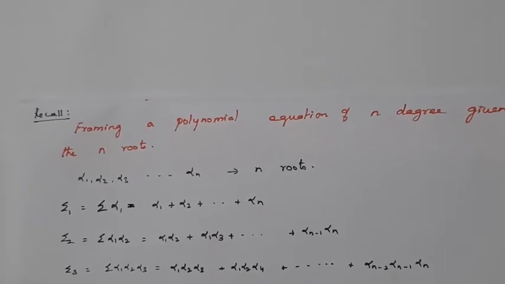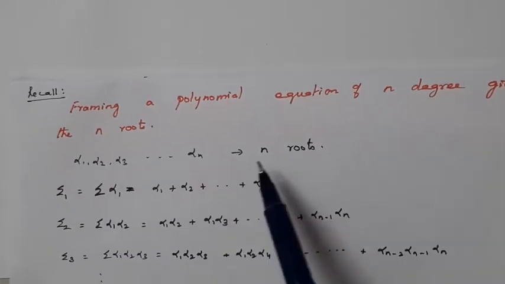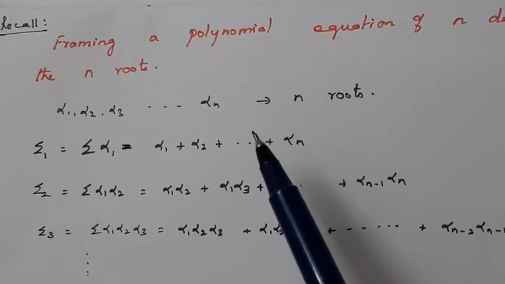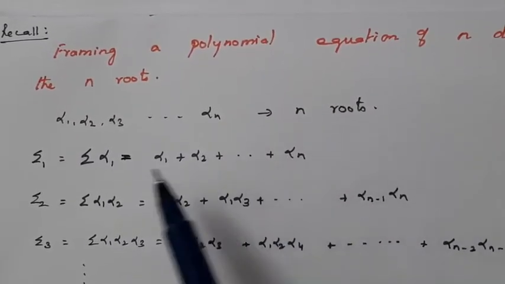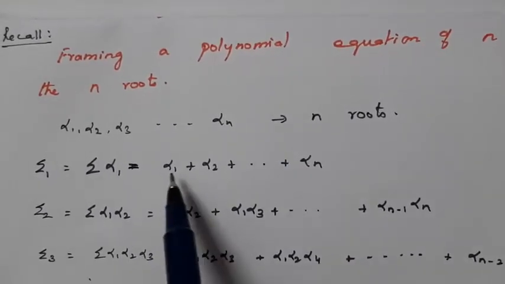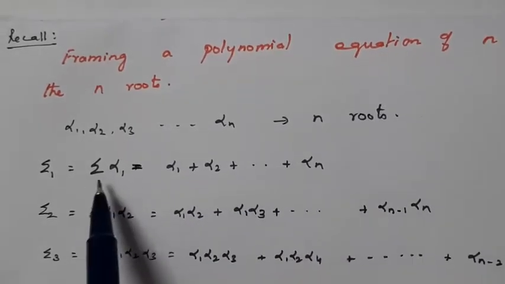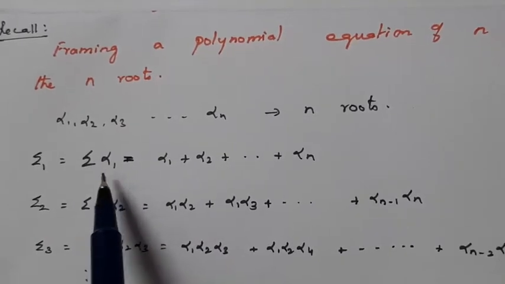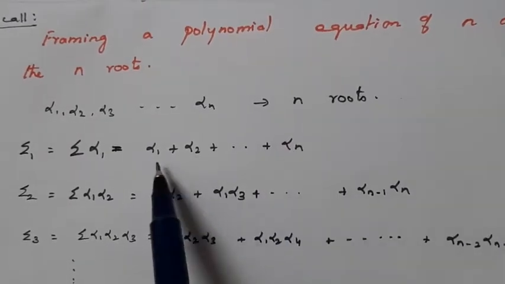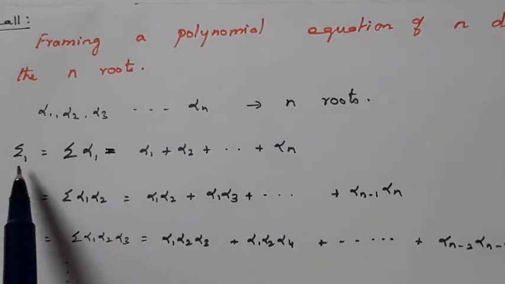First, let us recall the formula. Given alpha 1, alpha 2, up to alpha n as the n roots of an equation, let us see the formula to find the polynomial equation of degree n whose roots are alpha 1, alpha 2, up to alpha n. The sum of the roots, alpha 1 plus alpha 2 plus up to alpha n, is denoted by sigma alpha 1. Sigma alpha 1 represents the sum of all the n roots, and this can also be denoted by sigma suffix 1.